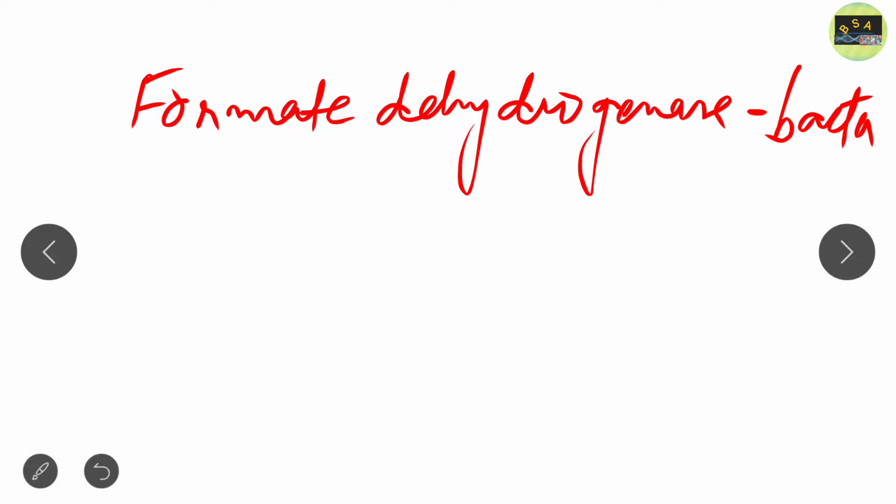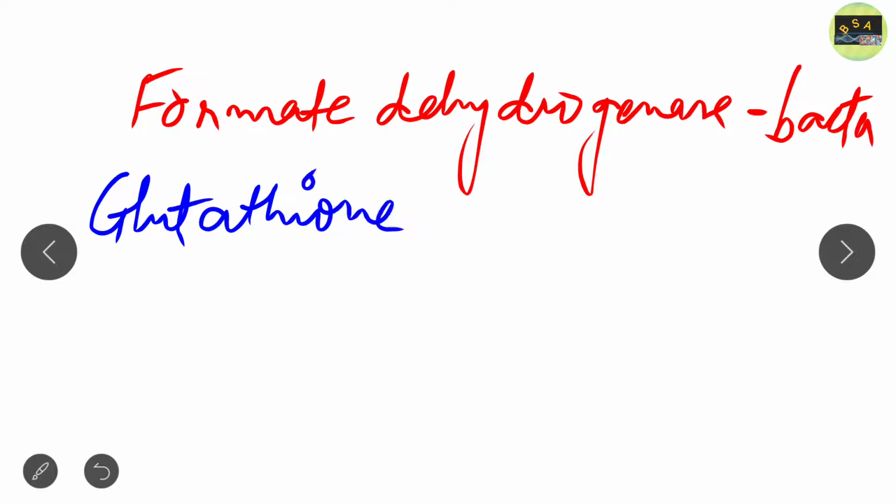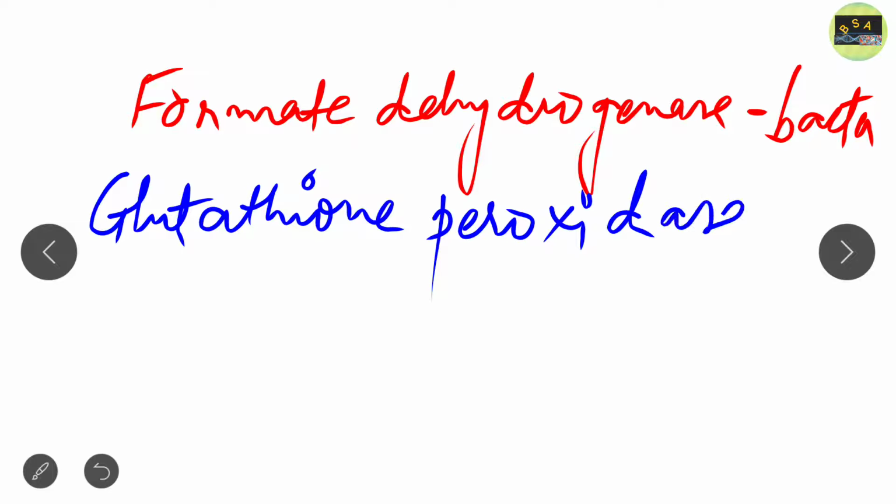And in mammals it is present in glutathione peroxidase. You have to remember these two examples, because sometimes you get a question in the examination on whether glutathione peroxidase is an example of selenocysteine or not. Yes, these are the enzymes which contain selenocysteine.